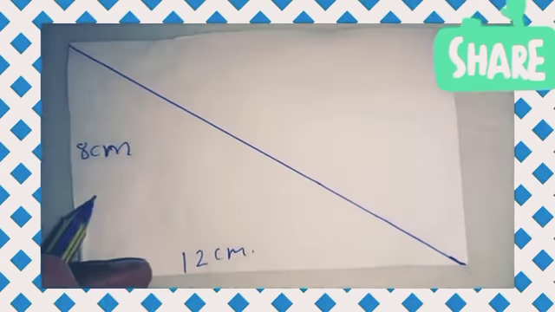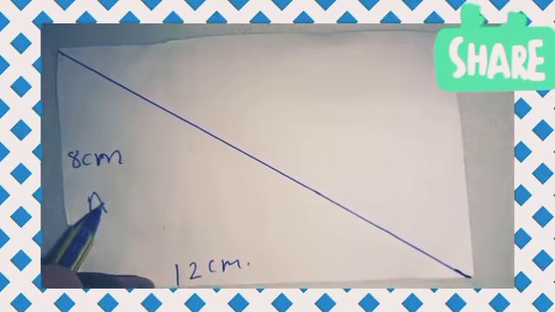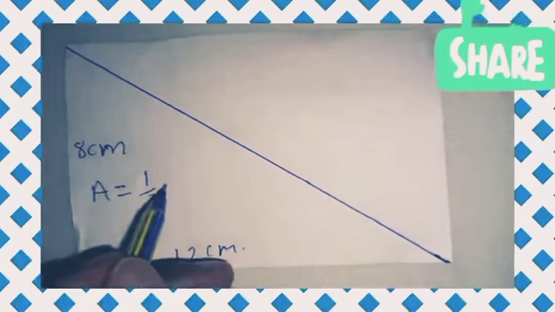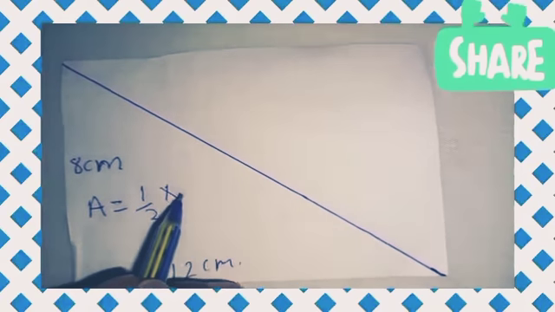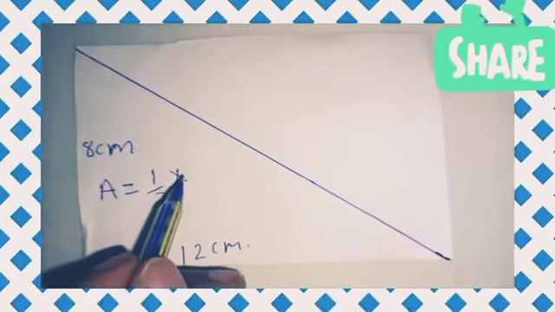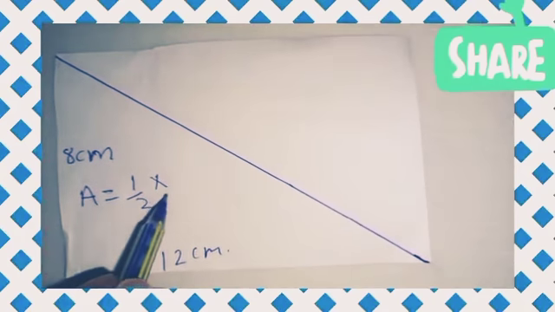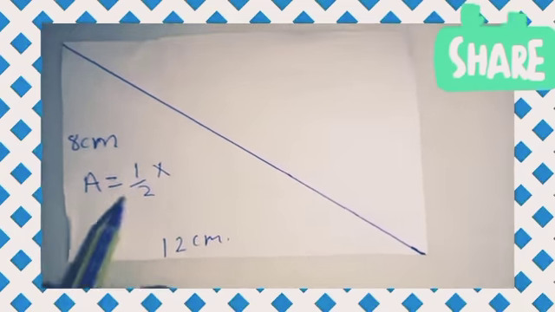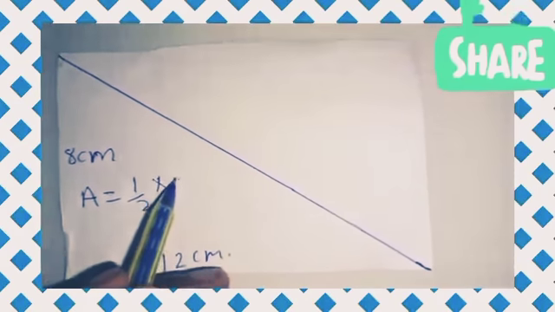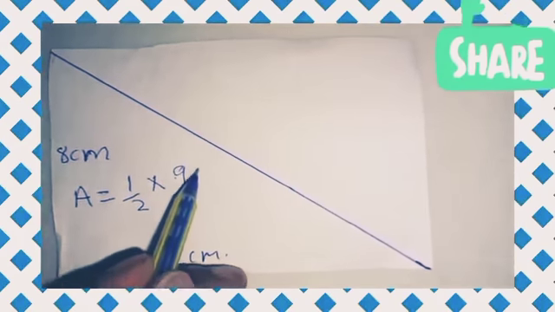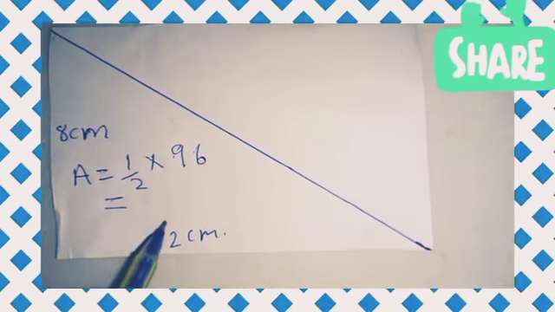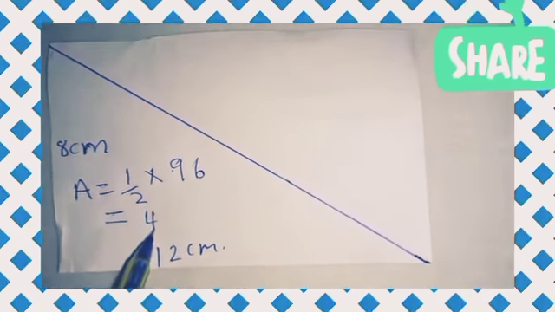So clearly the area of this triangle will be given by half the area of the rectangle. The area of this right angled triangle will be half the area of the rectangle. The area of the rectangle you have found to be 96, half of which is 48.